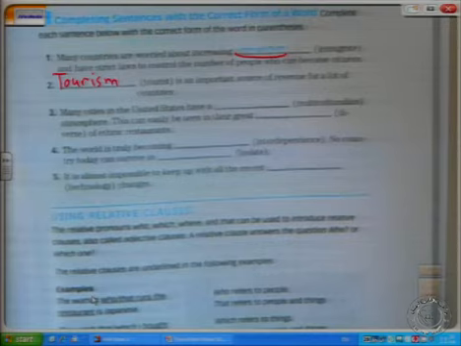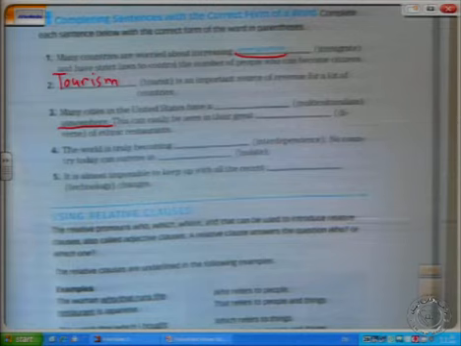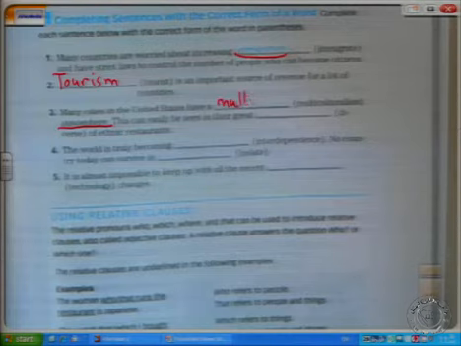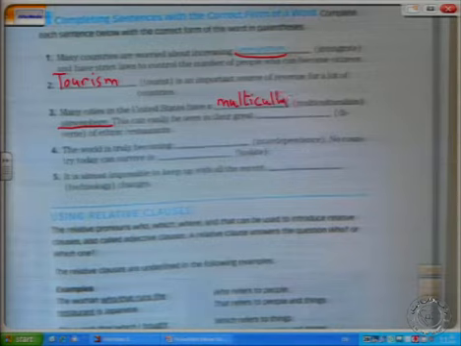Sentence number three, many cities in the United States have a multiculturalism atmosphere. Here we have the noun atmosphere. Atmosphere is a noun, and it needs an adjective. The adjective from the word multiculturalism, if you remember, is multicultural. Multicultural means having many different cultures, a society which has many different cultures in it. So here the word that we can use is multicultural. It is an adjective that modifies the noun atmosphere.